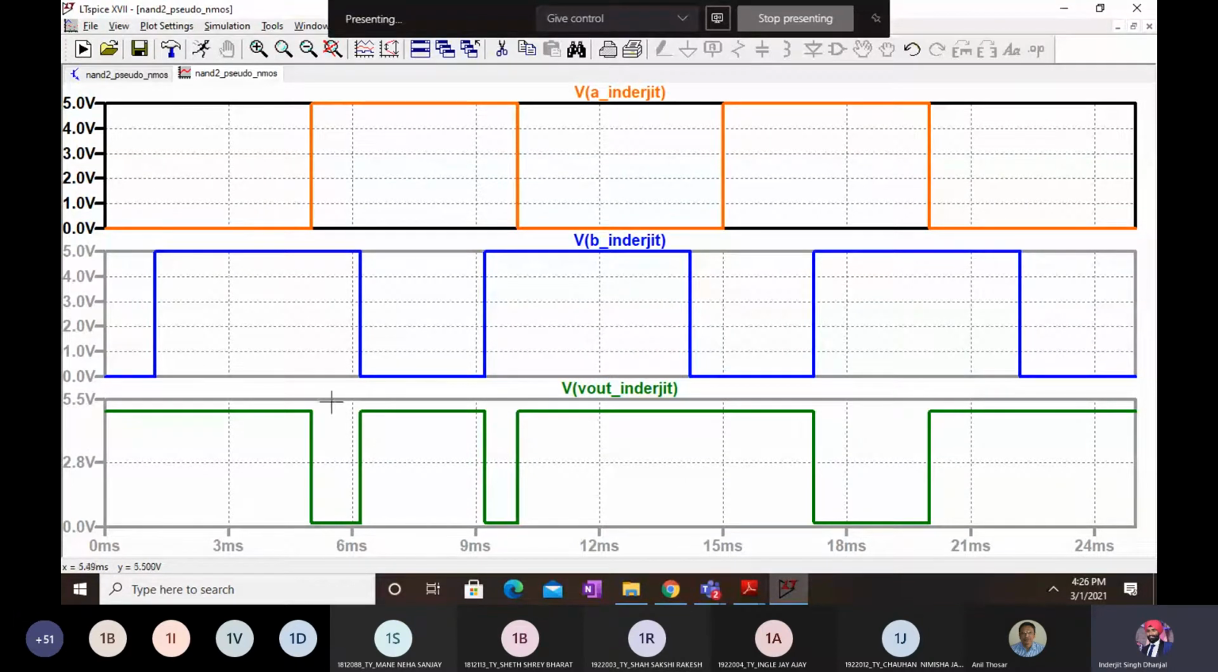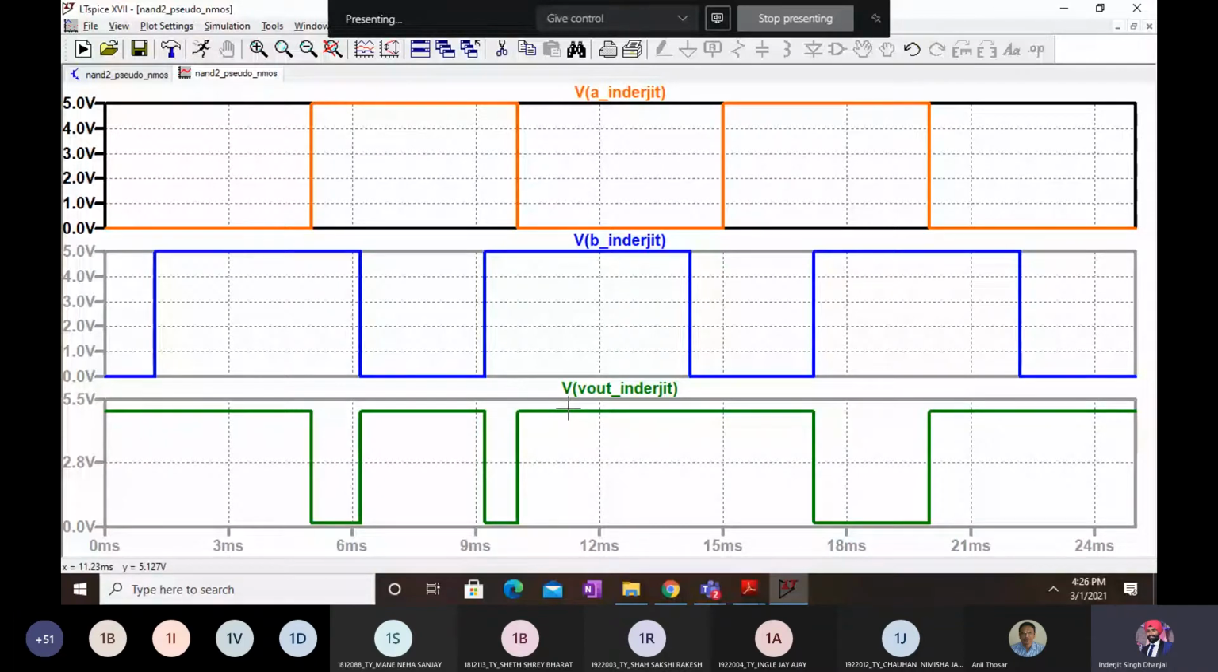The output will be 0 only when both the inputs are high. So you see over here, VA is logic 1, VB is logic 1, and your output is logic 0. Whenever both the inputs are high, only then the output is low. And that is the classic definition of a NAND gate. You can see it very clearly. Fine. So let us proceed further.